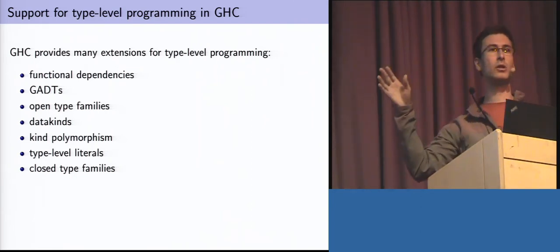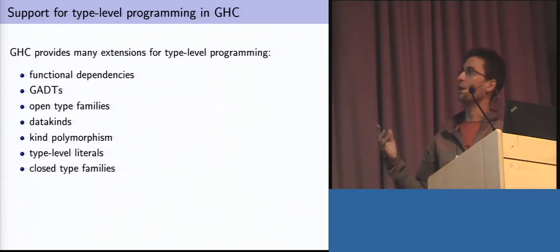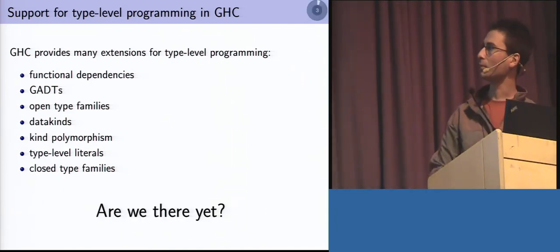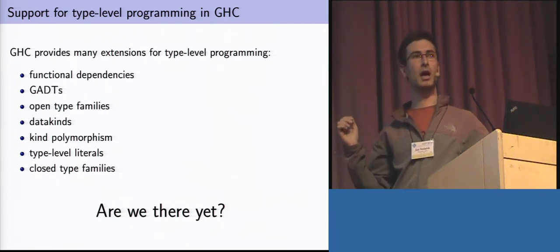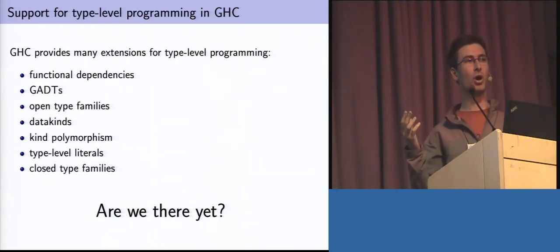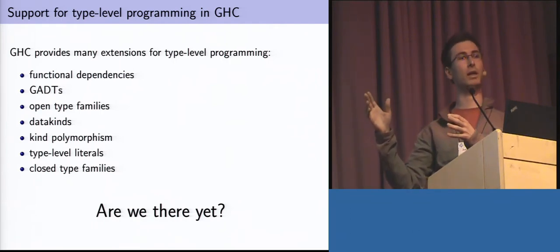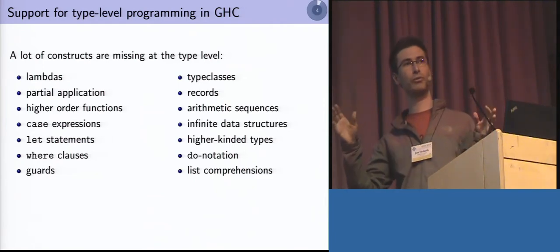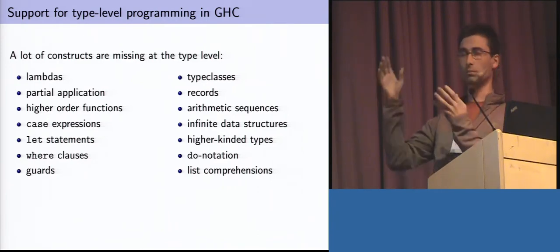And with all these extensions, type-level programming in GHC is becoming more and more expressive. And the question that Richard and I asked ourselves in this research was, are we there yet? That is, is type-level programming in GHC as expressive as we would like it to be? Or, in other words, can we express all constructs that are available at the term level also in the type-level language? Now, if you think about it for a moment, you will quickly realize that there are a lot of language features at the term level that are not available in types. I mean, look at the list, right?